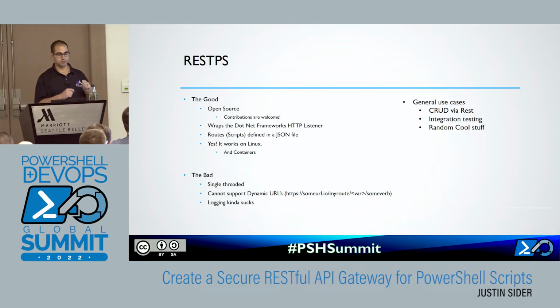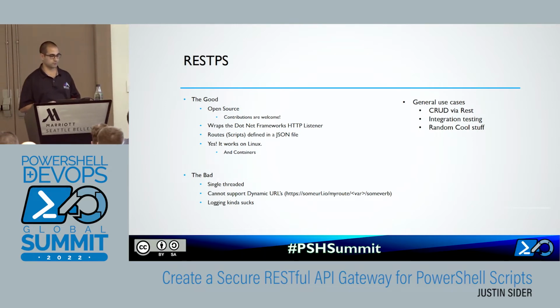The routes are really just paths to scripts that you get to define, and it's all in JSON. So I'll pull that up when we go through the demo part. Yes, it works on Linux. In my environment, I have it running inside of containers. It works on PowerShell 6, and it works on PowerShell 7. Today's demo is all 5.1. I have a nice new laptop, and I haven't installed PowerShell 7 yet. So you're going to get a 5.1 demo.